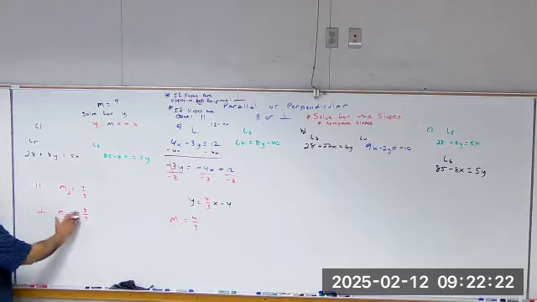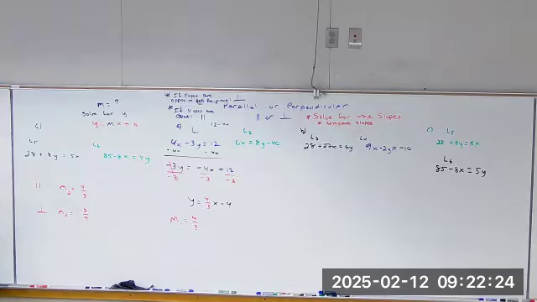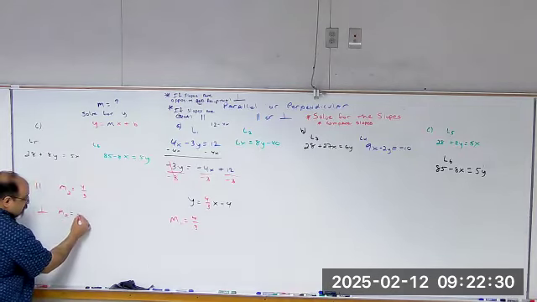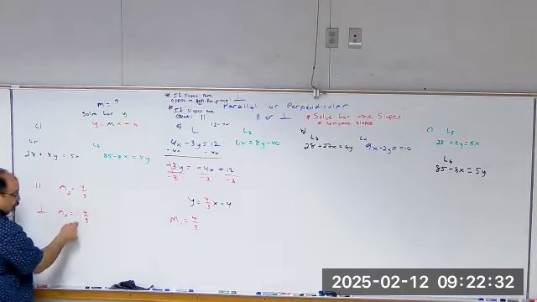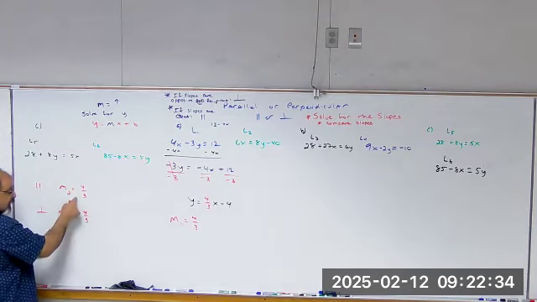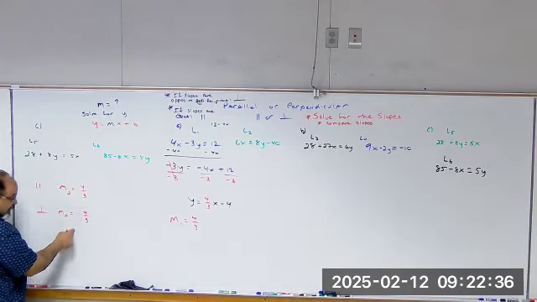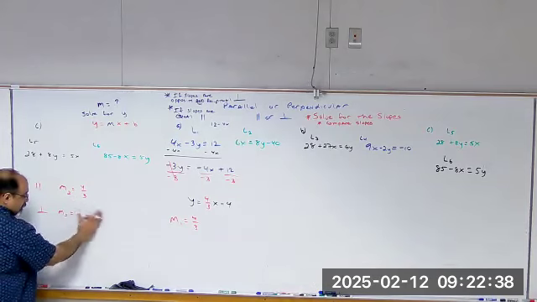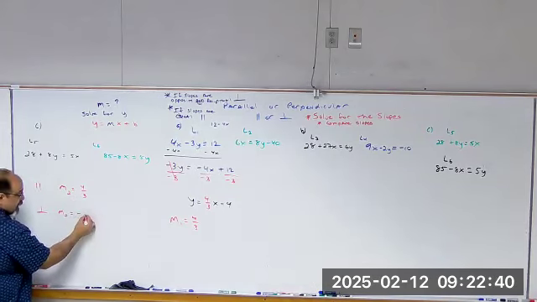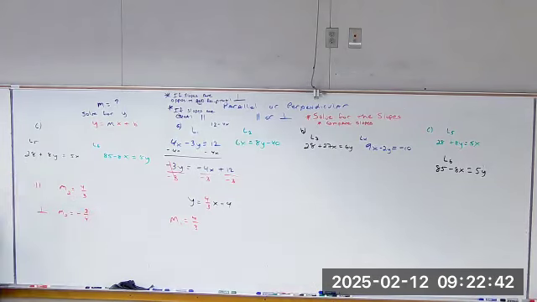If it was just 3/4, it's not perpendicular. The answer would be neither. That's not good enough. If it was -4/3, they're not equal, but it's not reciprocal. So that would be a neither. So you've got to be careful of those. If they're perpendicular, it would have to be a -3/4.